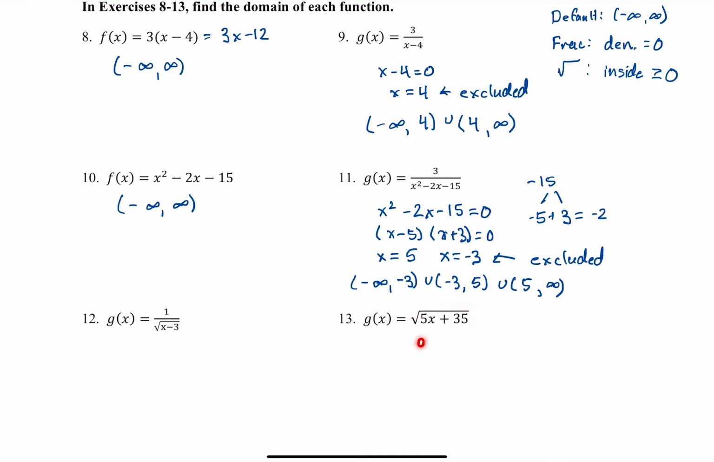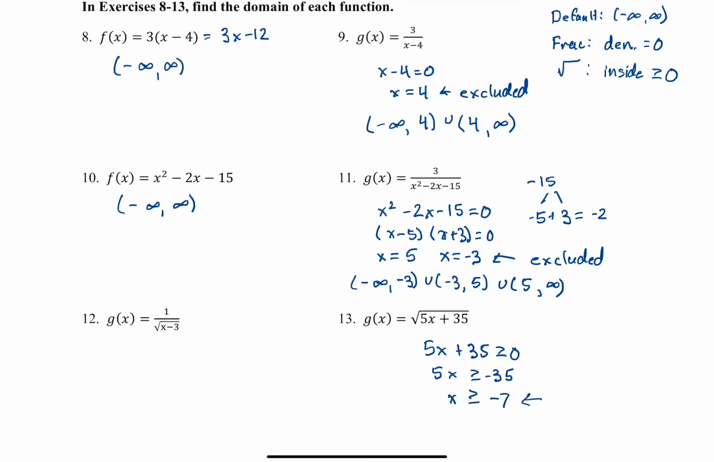So here we would just take the 5x plus 35, set that greater than or equal to 0, and let's solve this. So that would be 5x is greater than or equal to minus 35. Again, when you subtract, you don't need to change the inequality. If we divided by a negative, you would. And dividing both sides by 5, you would get x is greater than or equal to minus 7.